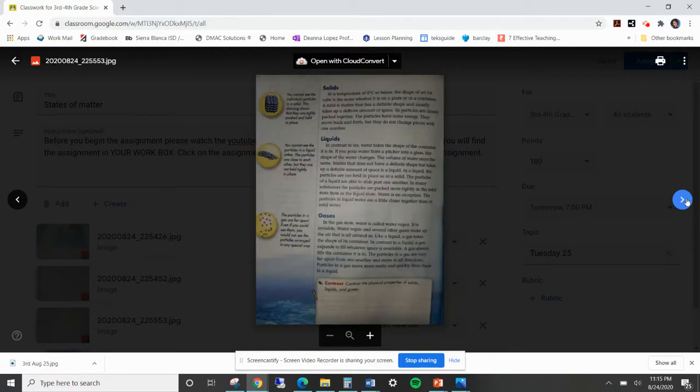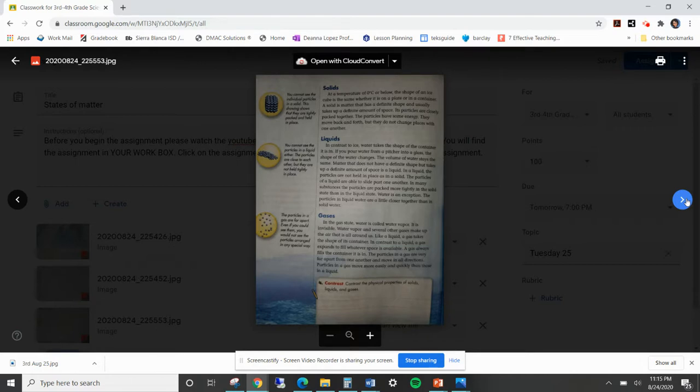Okay, the three states of matter: solid. At a temperature of 0 Celsius or below, the shape of an ice cube is the same whether it is on a plate or in a container. A solid is matter that has a definite shape and usually takes up a definite amount of space. Its particles are closely packed together. The particles have some energy. They move back and forth, but they do not change place with one another.